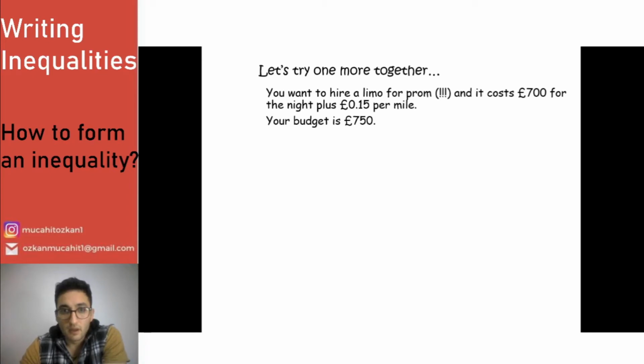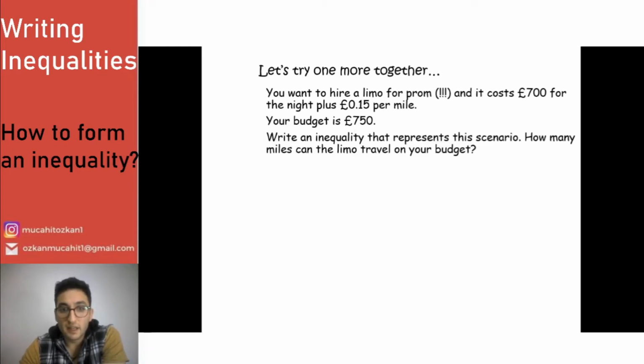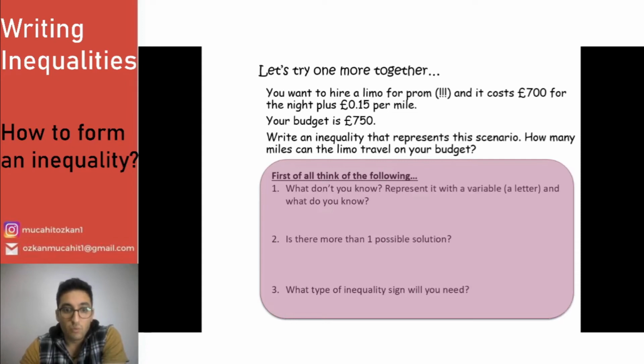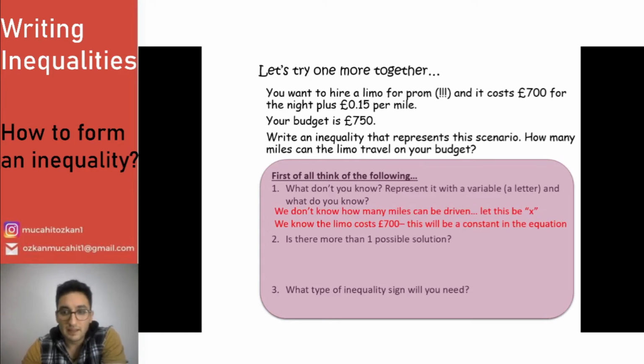Again, I need to know three things. What I don't know. I know how much money I have, and I know how much it costs to hire a limo for the night, plus 0.15 per mile. Clearly, I don't know how many miles I can drive that limo. So we don't know how many miles can be driven. Let this be X. And we know the limo costs 700 pounds. This will be a constant in the inequality.